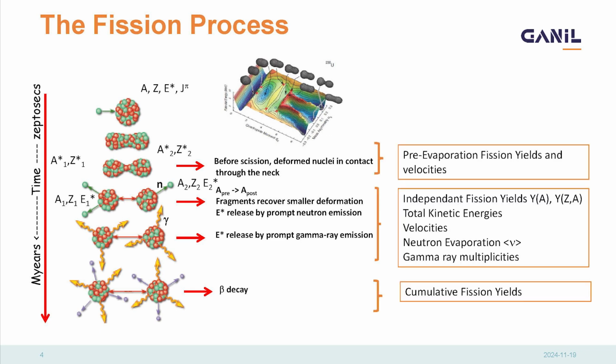What are the observables? Basically, in this part, the fragments. I don't speak about the entrance part, which was covered yesterday, but here we are discussing the configurations of the system when it splits, or pre-evaporation fission yields and velocities. After evaporation, you have independent fission yields, either as a function of mass or isotopic ones. Kinetic energies, velocities, neutron evaporation, gamma ray multiplicities. I will cover some of them.